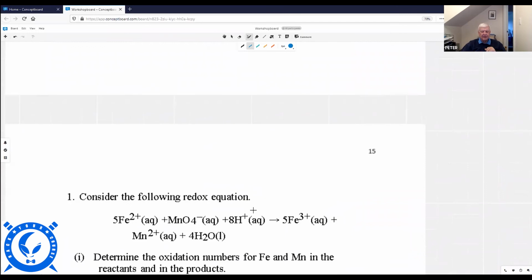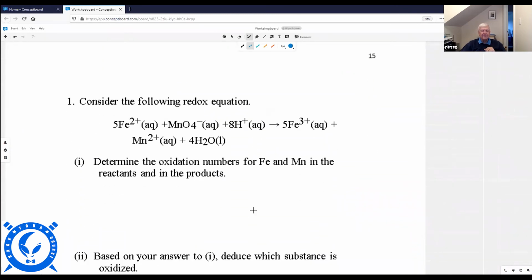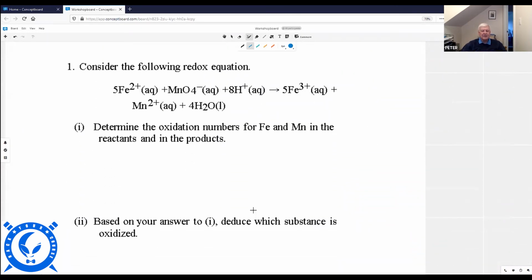And I think we have, no, here's the short answer now coming. All right, so here's a redox equation. And the first question is asked to determine the oxidation numbers of iron and manganese. Well, the iron is pretty simple because you're going from iron +2 to +3. Right, because you're going from the Fe2+ aqueous ion to the Fe3+ ion.